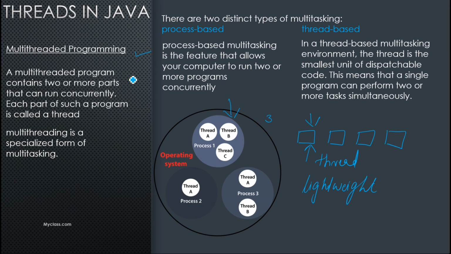A multi-threaded program contains two or more parts that can run concurrently. Each part of such a program is called a thread. So multi-threading is a specialized form of multitasking. Hope you understood what multitasking, multiprocessing and multi-threading are. So let's go to the next topic.